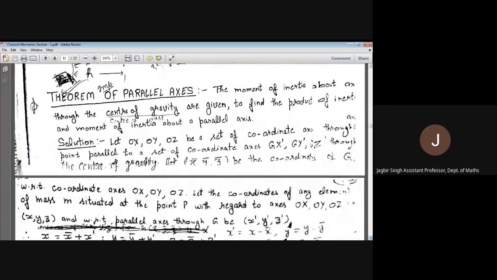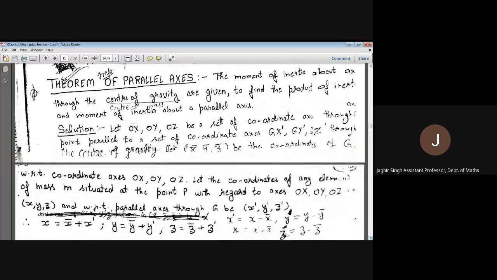Now we have the theorem of parallel axis. This theorem states that, given the moments of inertia about axes through the center of gravity of a body, we have to find the moment and product of inertia about some axes parallel to those axes.